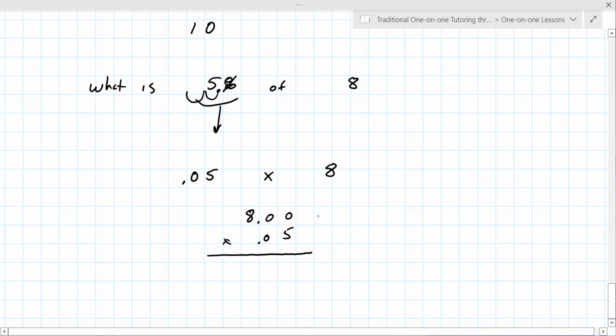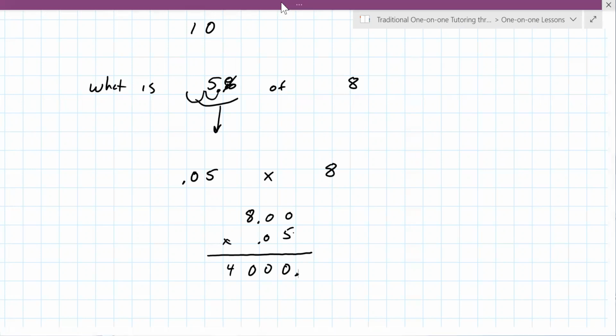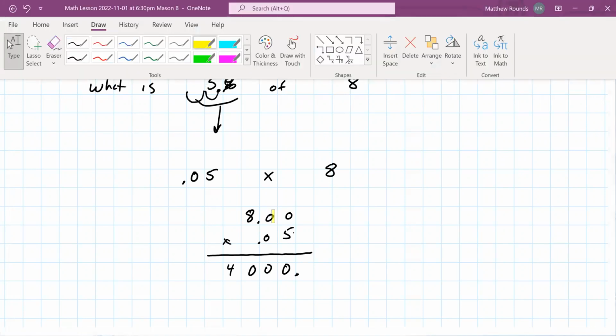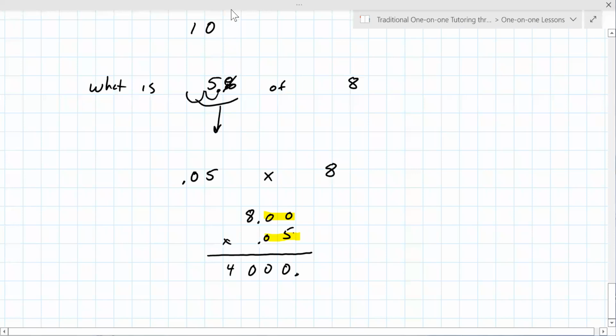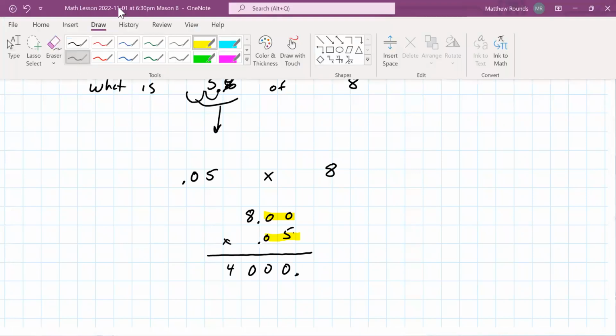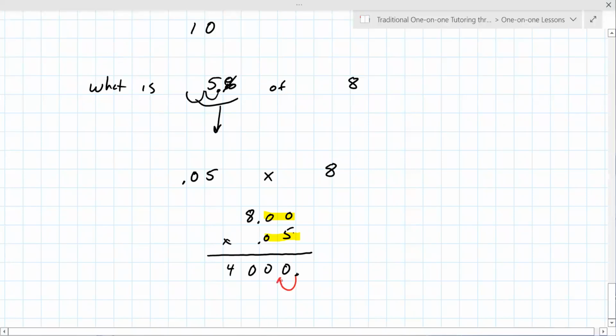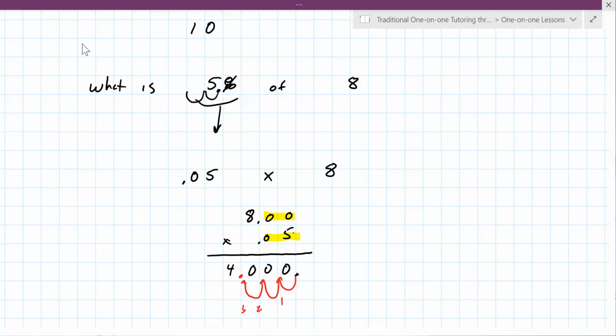5 times 0 is 0. 5 times the other 0 is 0. 5 times 8 is 40. Then you're done, because the next one is 0 times everything. Now you move the decimal 4 places, so it's 0.4. Yeah, and that's something you might see on a standardized test prep problem. 1, 2, 3, there's your decimal, and your answer is 0.4.